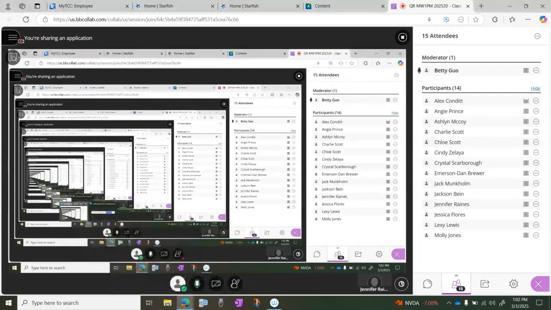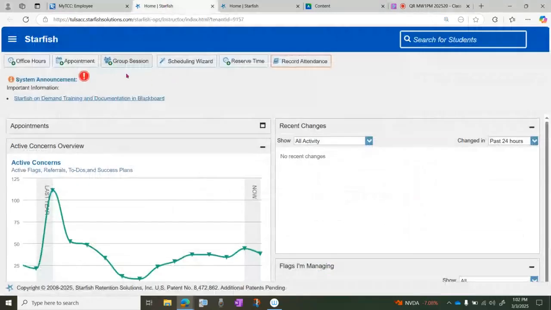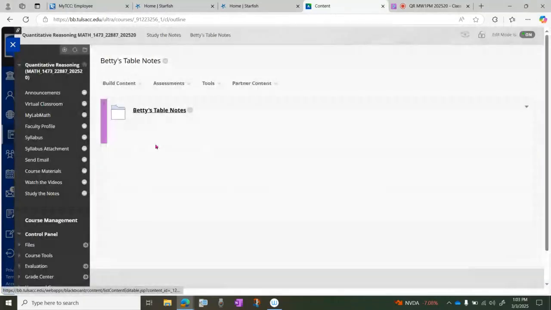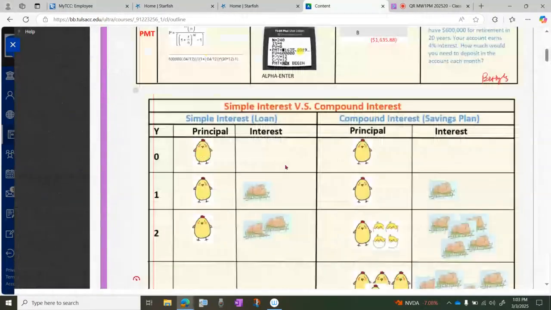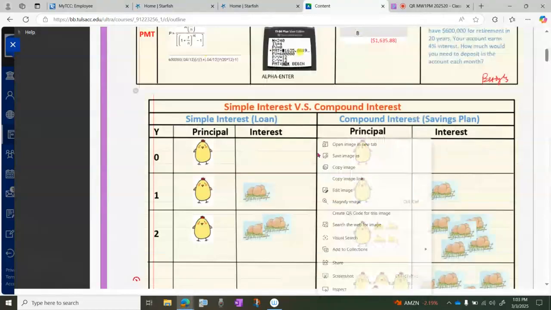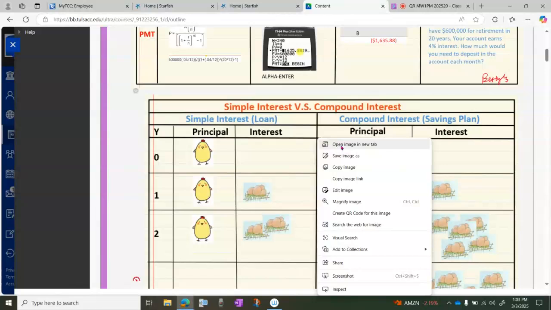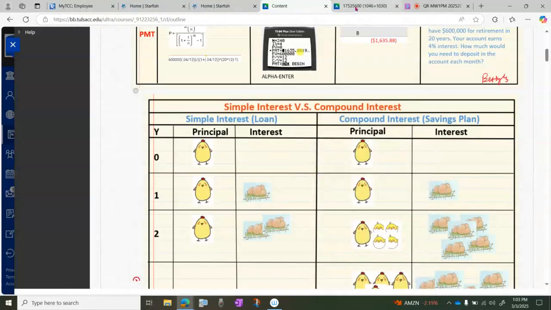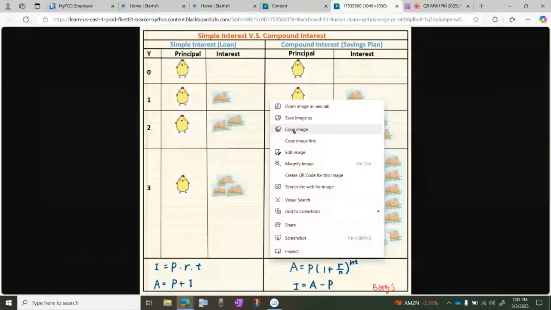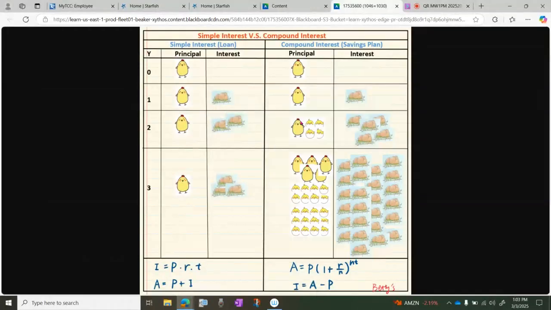Firstly, let's go to our Blackboard course shell and get a picture from my table note. One of the pictures is about the two sections. So let me download this. Open. Save image.